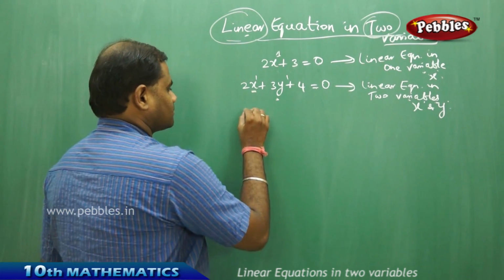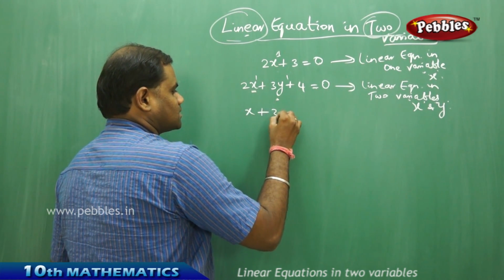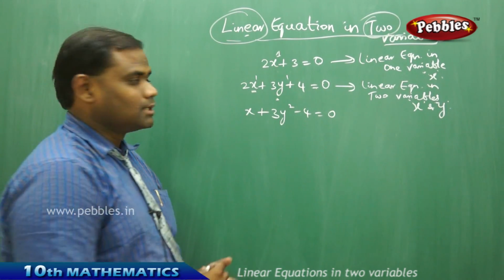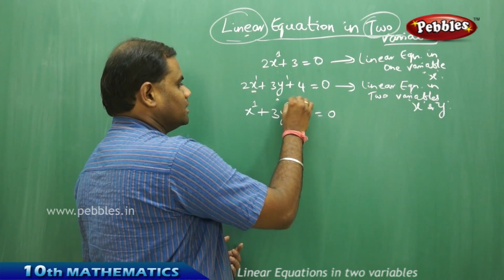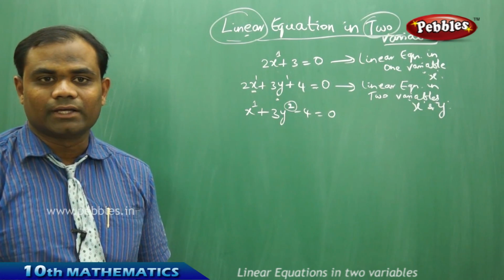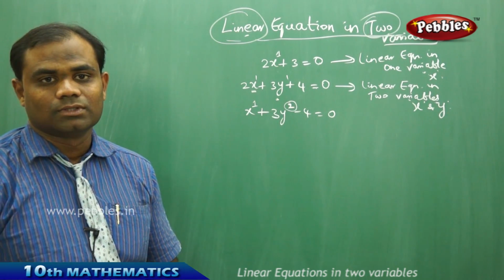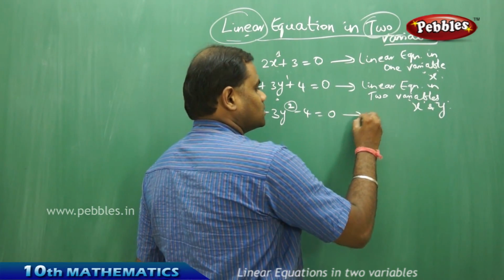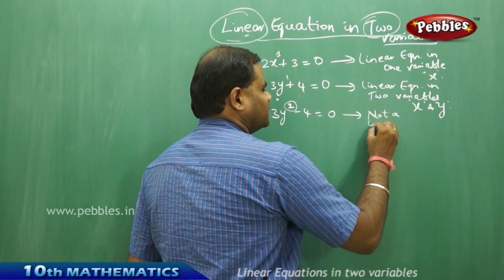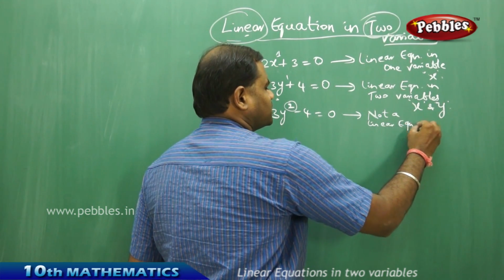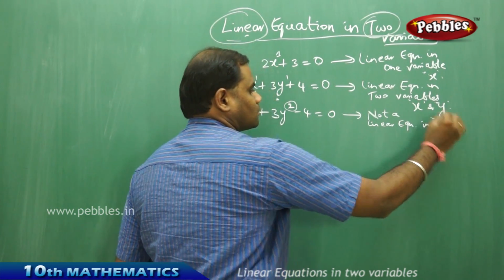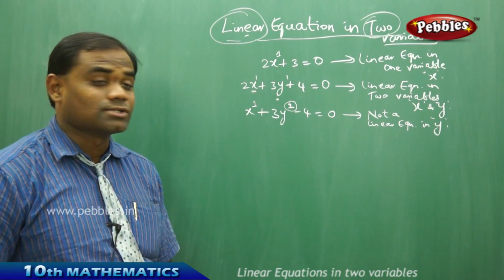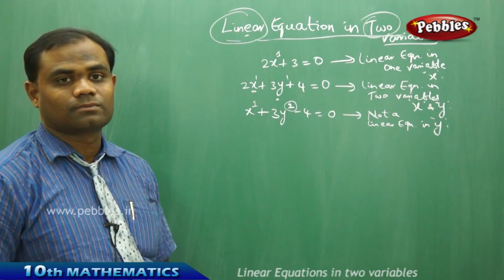For example, I take x plus 3y square minus 4 equal to 0. It is not a linear equation because it is linear in x, but it is not linear in y because the degree of y is 2, or the power of y is 2. So this equation is linear in x but not linear in y. Therefore, on the whole, it is not a linear equation in y because y square defines that the y term is not linear. The power of y is 2.